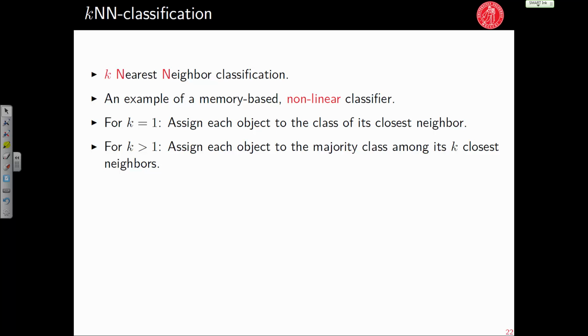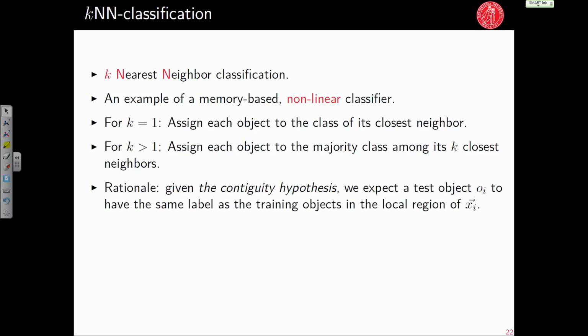And then the class of the unlabeled document would be the majority class among the k nearest neighbors. So if your k is 7 and you find that 5 out of the 7 nearest vectors are of class China, then you assign China as the class of the unlabeled object.